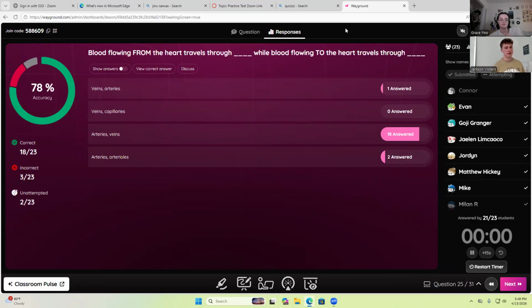Good job. Does anyone know the arteries or veins that do the opposite, like the vein that carries oxygenated blood or the artery that carries deoxygenated blood? Because you'll probably talk about that on the test too.